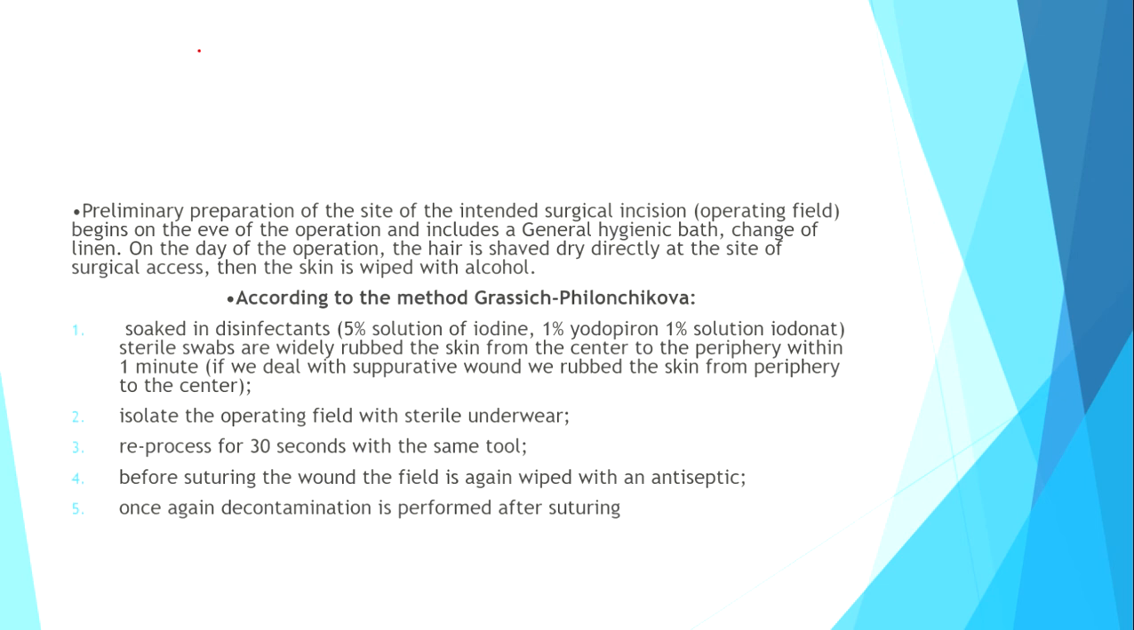According to the Grossich-Filonchikov method, swabs soaked in disinfectants: 5% solution of iodine, 1% iodopyrone, 1% solution of iodonate. Sterile swabs are widely rubbed on the skin from the center to the periphery within 1 minute. If we deal with a suppurative wound, we rub the skin from the periphery to the center. Isolate the operating field with sterile underwear. Reprocess for 30 seconds with the same tool. Before suturing the wound, the field is again wiped with an antiseptic. Once again, decontamination is performed after suturing.